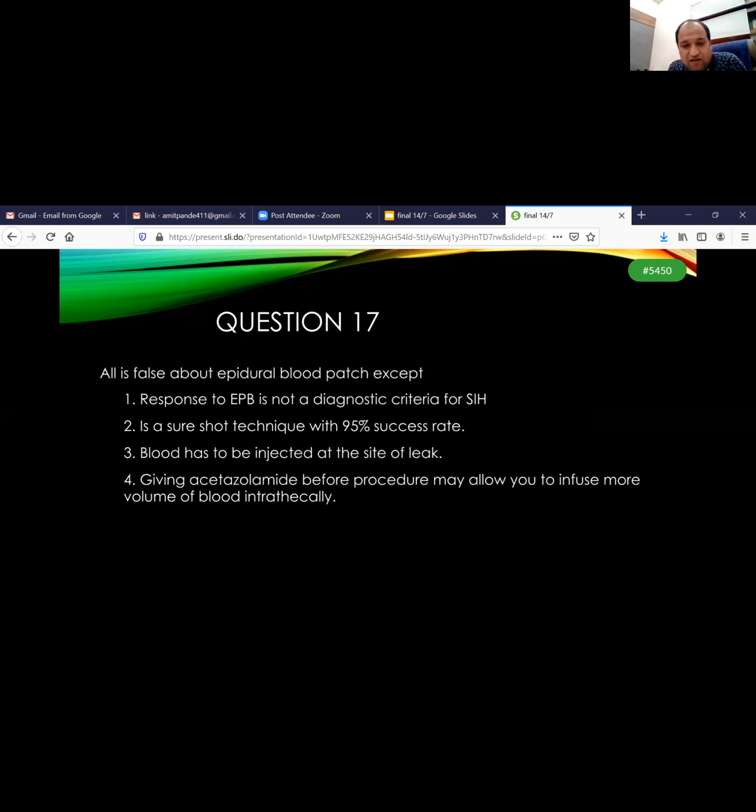Question 17. All is false about epidural blood patch, except: the response to epidural blood patch is not a diagnostic criteria for SIH; it is a sure shot technique with 95% success rate; blood has to be injected at the site of leak; giving acetazolamide before procedure may allow you to infuse more volume of blood intrathecally. I repeat the question. All is false about epidural blood patch, except.